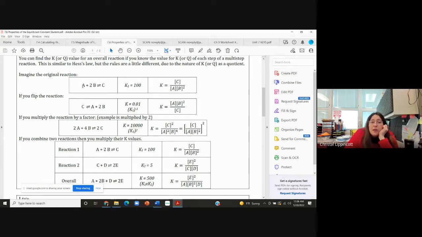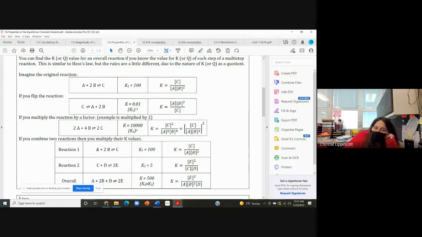So here we have A plus 2B and C is on the other side. This K is 100. If we flip that equation around and we know K, all we have to do is find the inverse of 100. What is the inverse of 100? 0.01. So if you flip the equation around, your K becomes the inverse. If you multiplied it by 2, then you would square your K. Where this comes in handy is those elementary reactions, where we had to add elementary reactions up to get our overall reaction.